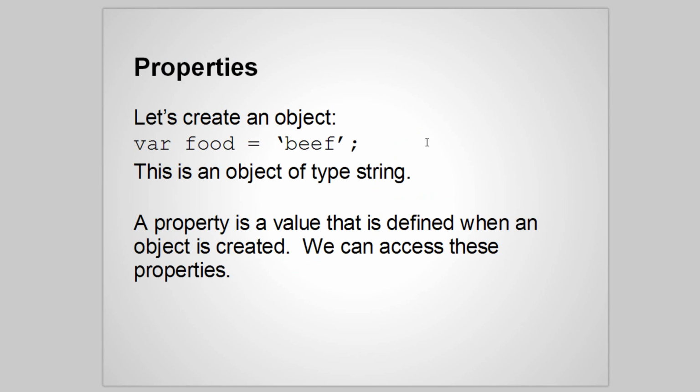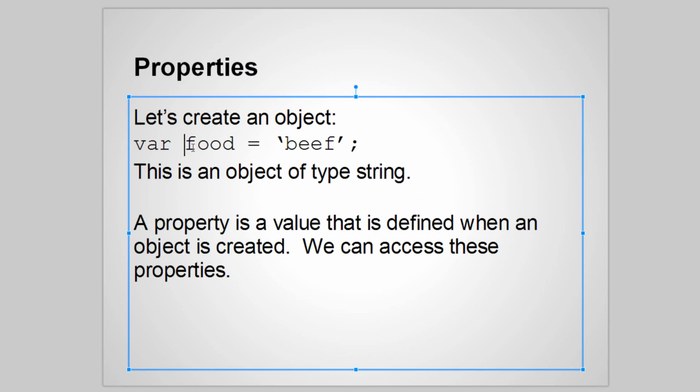So first, let's look at properties. If we create an object, we have a variable named food, and we assign it the value, the string beef. So it's an object of type string. Now a property, it's a value that is defined when an object is created.